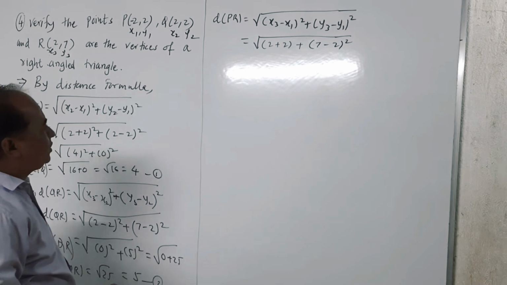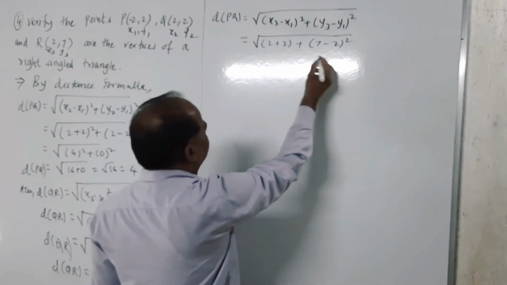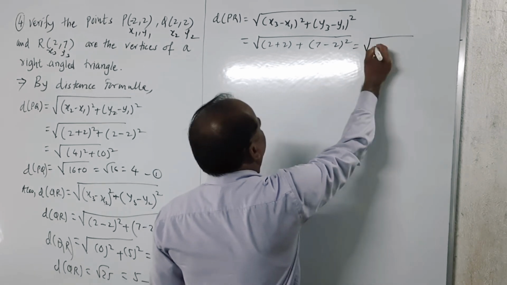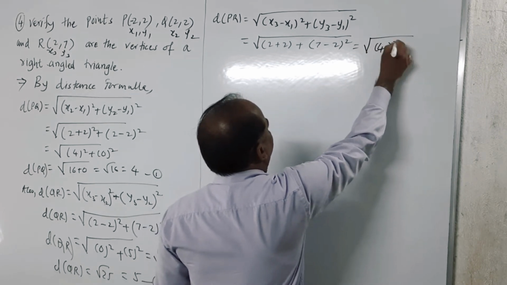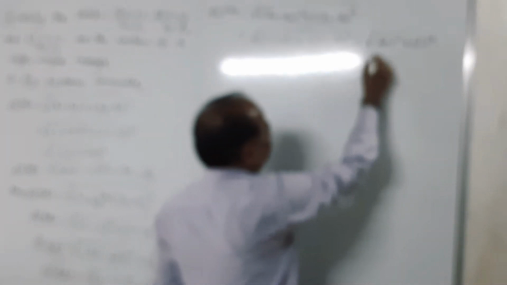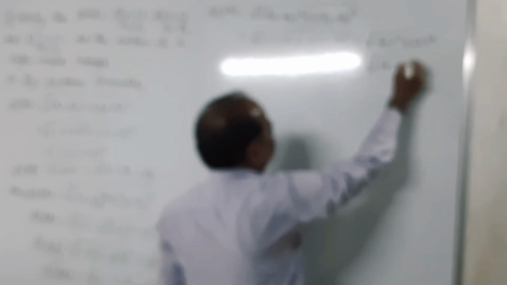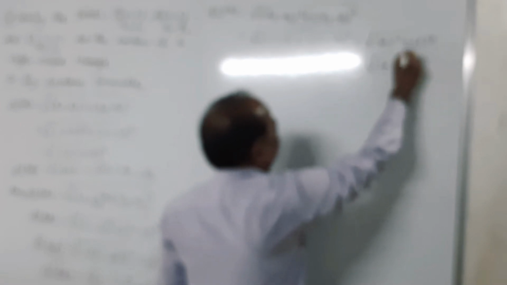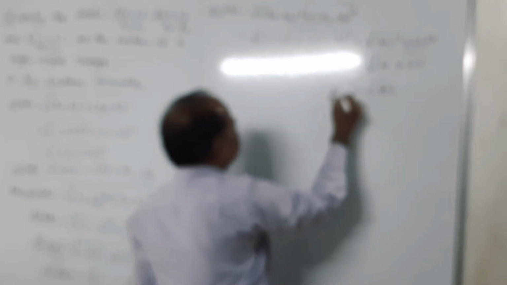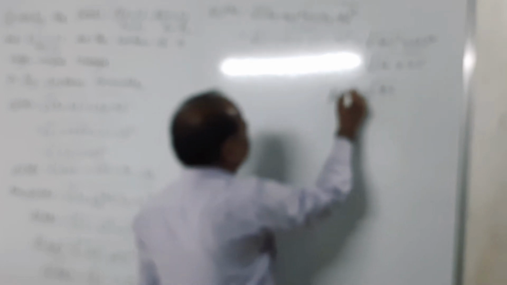Therefore we get the square root of 2 plus 2, 4 square, plus 7 minus 2, 5 square, which is equal to 4 square is 16 plus 25, which is equal to root 41. So distance PR is equal to root 41.